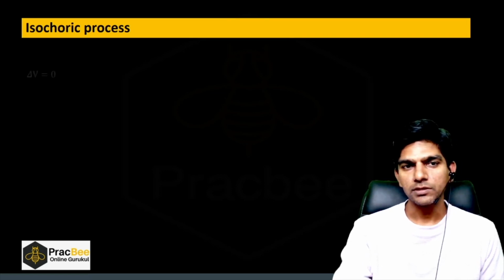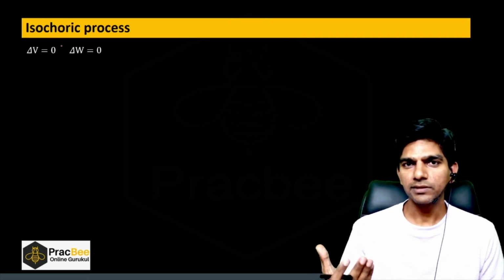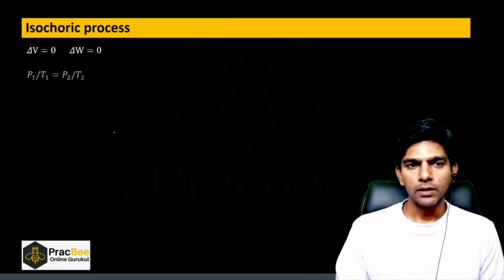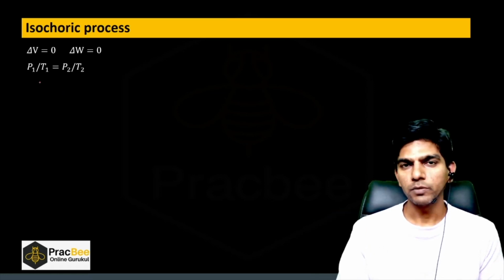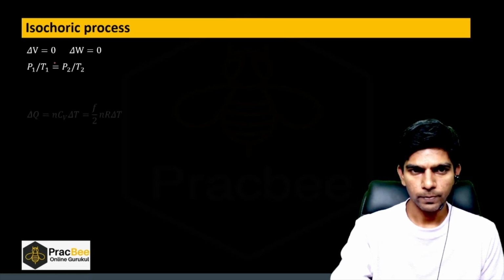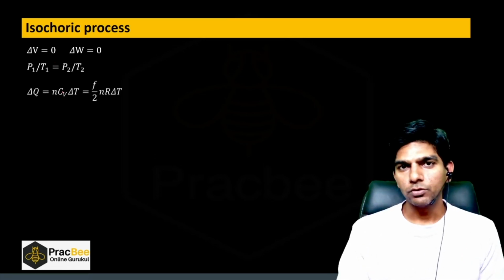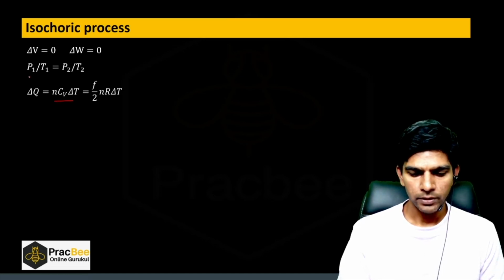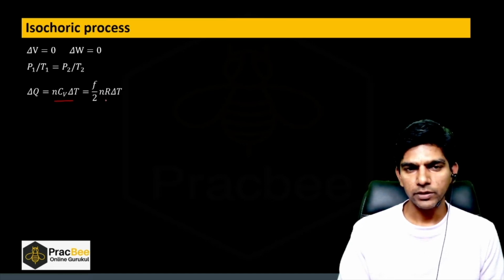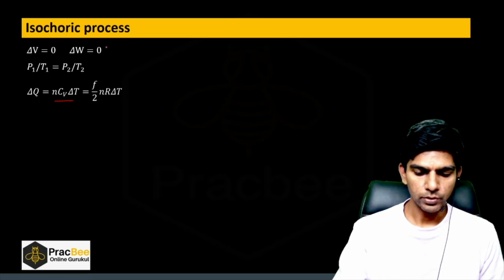So in isochoric process, volume remains constant. So delta V will be 0. If delta V is 0, we know if there is no change in the volume, work done will be 0 by the gas. If we apply ideal gas equation, if volume is constant, P is directly proportional to T, so we can write P1 by T1 equals P2 by T2. And in case of an isochoric process, heat supplied to the gas can be given by nCV delta T, where CV is nothing but f by 2 R. So we should remember this. It is f by 2 nR delta T in case of an isochoric process.